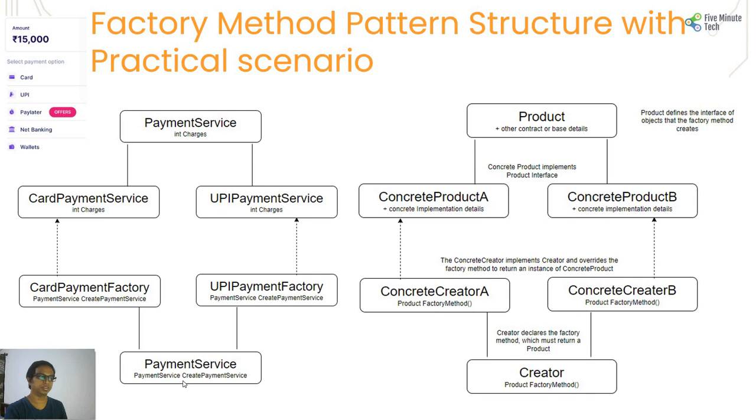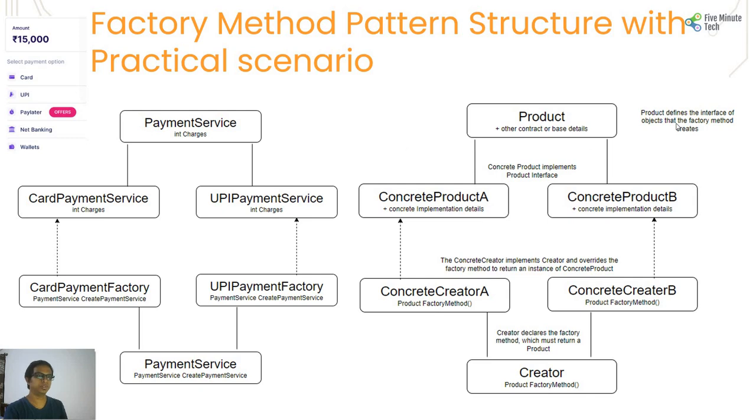That internally will have its card payment factory and UPI payment factory, which in turn will have the payment service. Now if you see the flow, this is the same as in the previous diagram. There was a product, concrete product A, concrete product B, concrete creator A, concrete creator B, and the creator. The creator maps to the payment service, whereas concrete creators A and B map to the types of factories we have: card payment factory and UPI payment factory. Concrete products A and B are the types of payment, for example card payment or UPI payment, and our product is the payment.